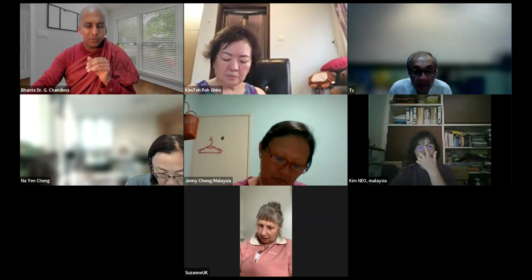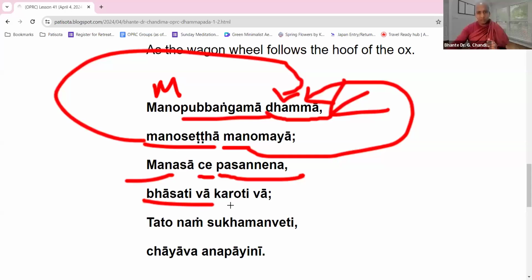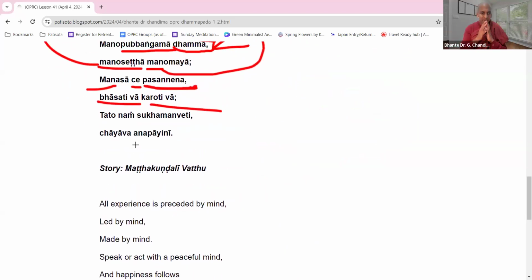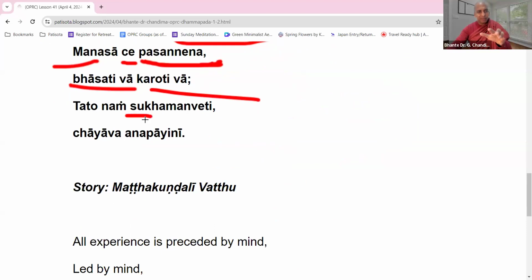So if somebody is to speak, let's go back again, speak or act with a kusala, that means peaceful mind, the happiness that is being created by that person through the speech or through the actions will follow, sukham, that happiness, sukha, will chase or follow, just as chaya iva.